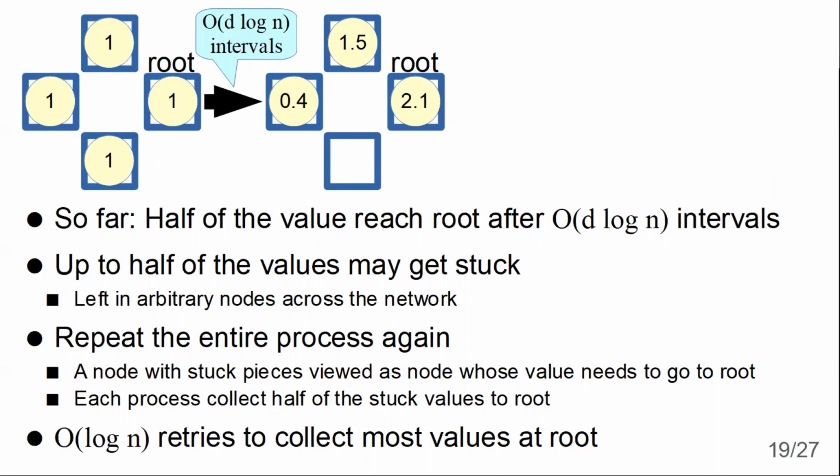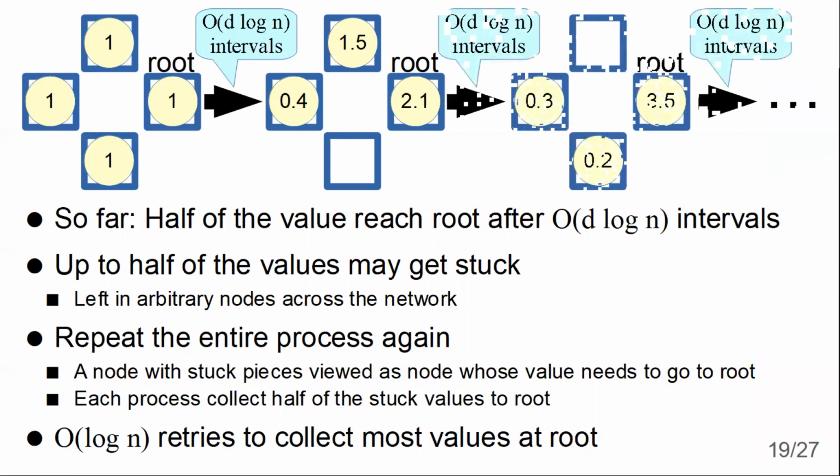But that means that half of the value may still get stuck, and they may be simply left in various locations across the network. Now, in order to collect these stuck values, we repeat the entire process again. When we do so, a node holding some of the stuck values will be viewed as the nodes whose values need to be propagated to the root. This means that the starting value on some nodes may no longer be 1, and sometimes may even be more than 1. Also, notice that the stuck pieces do not aim to go back to their respective original nodes. Instead, their only goal is to reach the root.